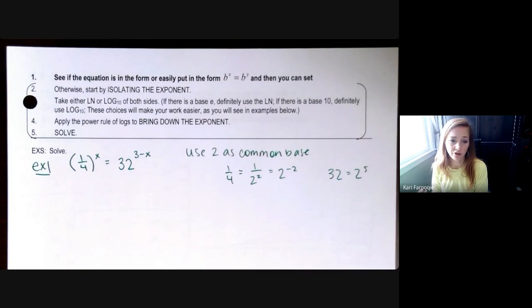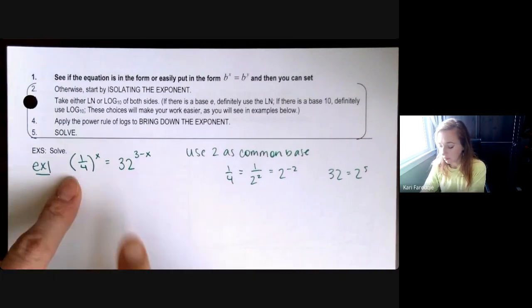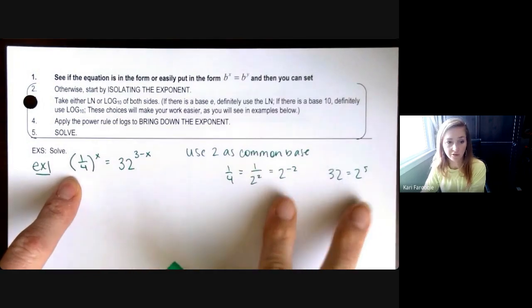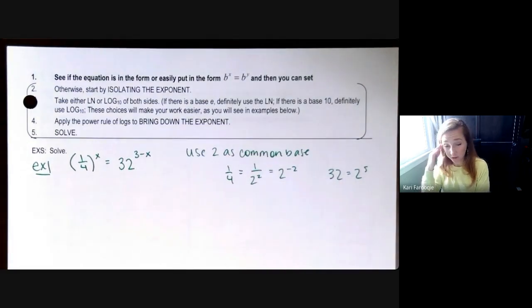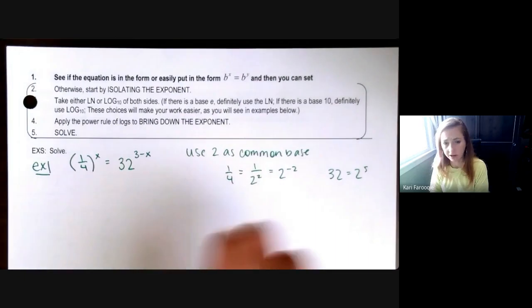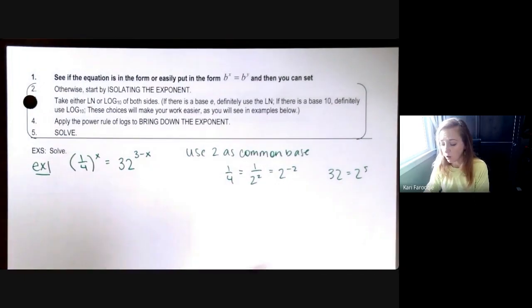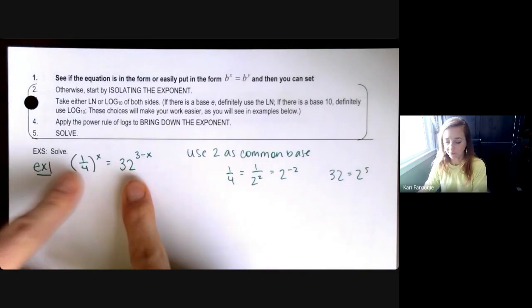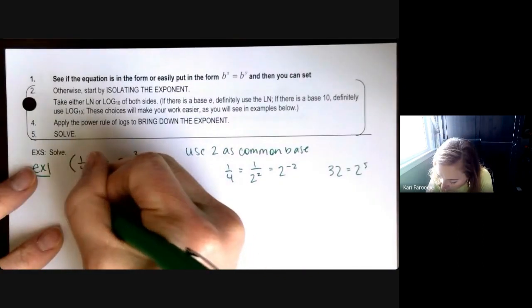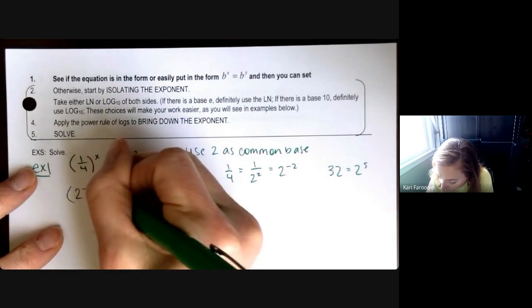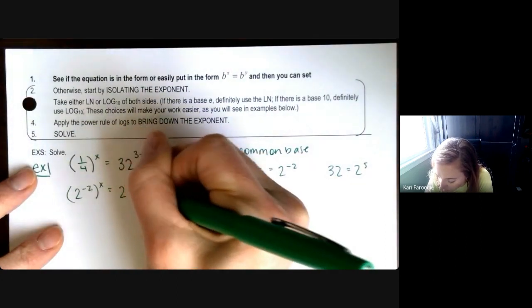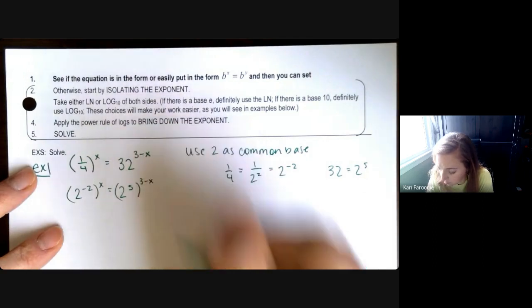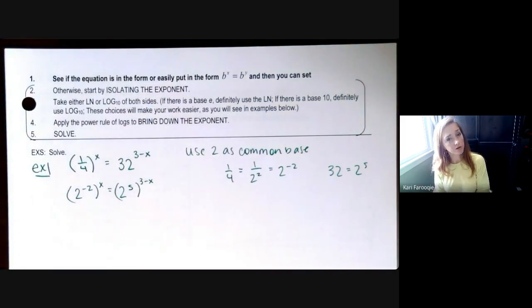Once I have that information, I can now rewrite 1/4 and 32 as bases of 2. That's something you're just going to have to think about, to see how you can get these to be equal to each other. We're trying to get the same base on both sides if we have an equation of this form. So I'm going to rewrite this as 2 to the negative second, to the x, equals 2 to the 5th, to the 3 minus x. Notice that I put the parentheses on here because I want to make sure it's clear exactly what's happening on each side of the equation.